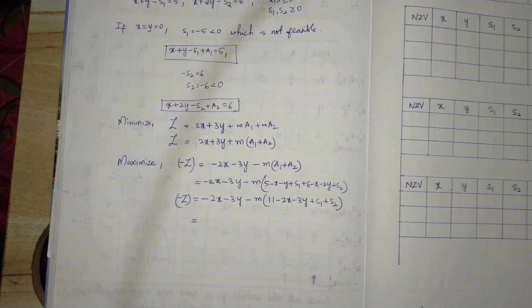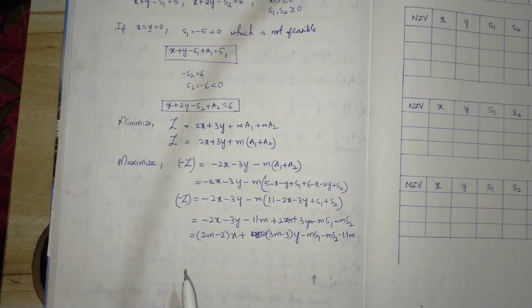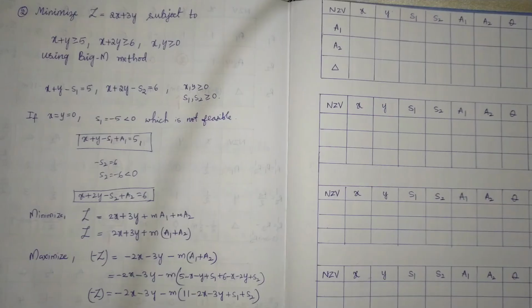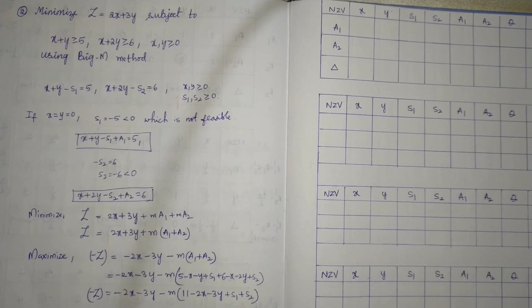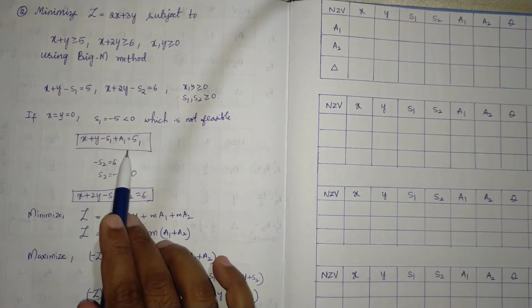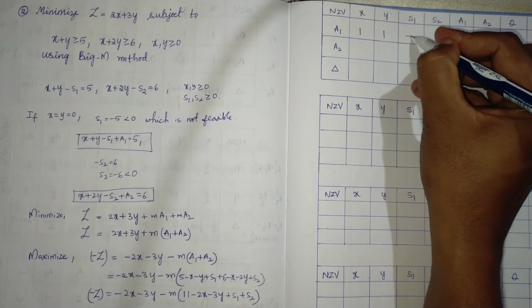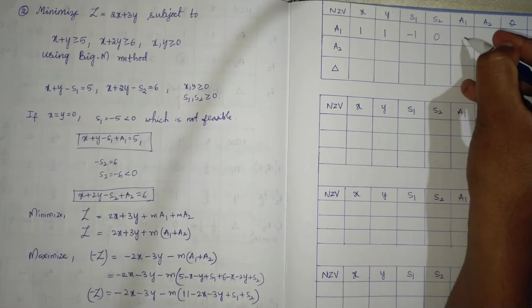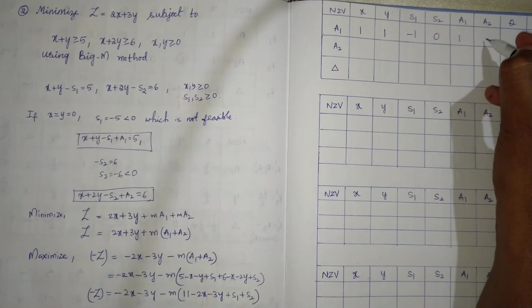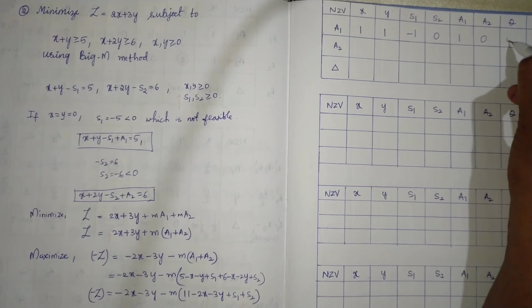now let us write the coefficient of x, the coefficient of y, and the coefficient of z, as well as the coefficients of s1 and s2 separately. On simplification we have this. Okay, so let us write the initial simplex table. What is the initial simplex table here? Look at the constraints. This is the first constraint. The coefficient of x is 1, the coefficient of y is 1, the coefficient of s1 is minus 1, the coefficient of s2 is 0, the coefficient of a1 is 1, and the coefficient of a2 is 0, and the quantity is 5.